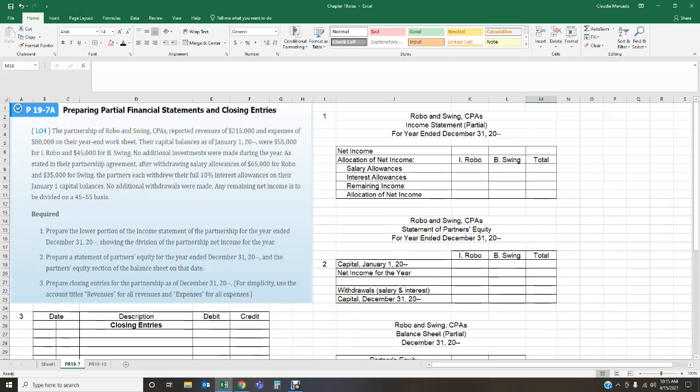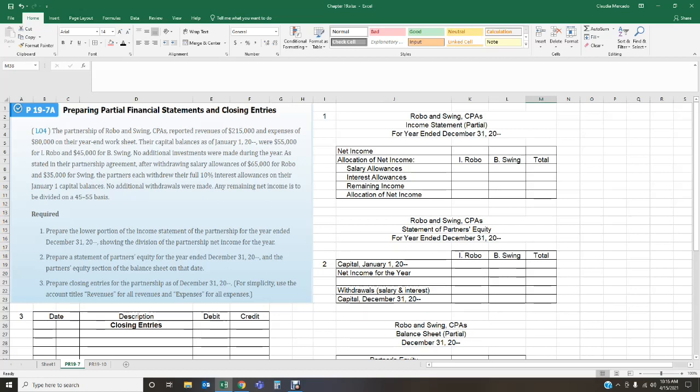Okay, so I've got this first part set up here. I've got Robo and Swing CPAs. This is a partial income statement because we are only focusing on the lower portion of the income statement, which is the division of the partnership income. Okay, so I've got the allocation of net income. I've got my two partners. If you had more partners, you would include them here. Okay, and then we have three types of distribution happening.